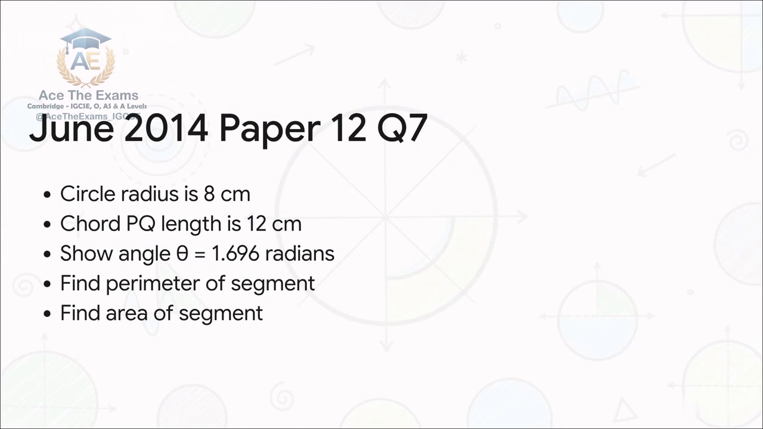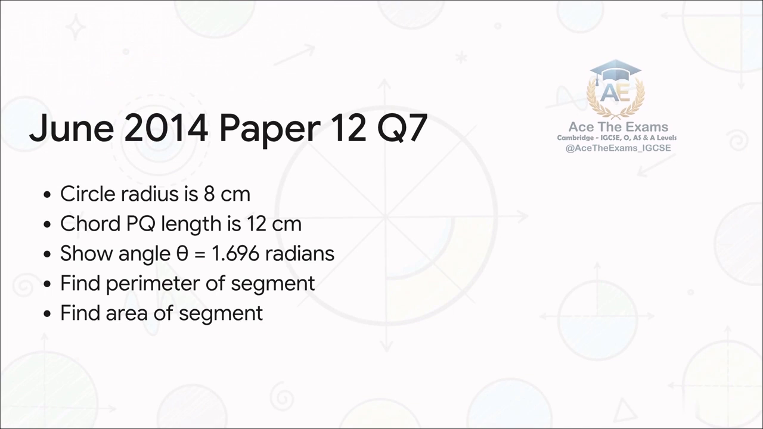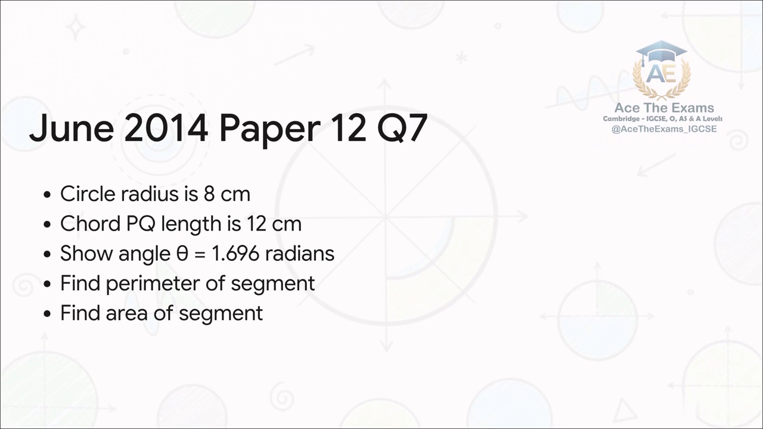Now let's step up the difficulty. Find the flaw in how you might naturally approach this June 2014 paper 12 question. Look at that third bullet point. Show angle theta equals 1.696 radians. Show that is arguably the most dangerous command word in Cambridge mathematics. If you just grab your calculator, get 1.696, write it down, and move on, you will get 0 marks for that section. The examiner already gave you the answer.